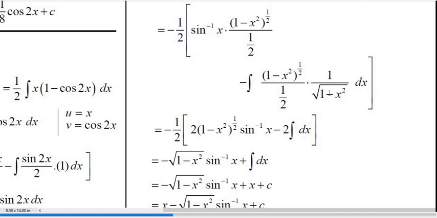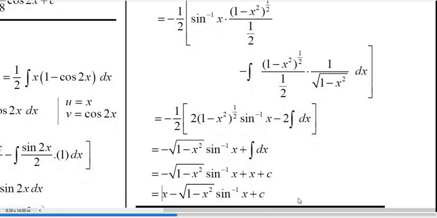This square root of 1 minus x square and this one are cancelled out. We get just this 2 outside the integral. Okay, minus 1 by 2 into (1 minus x square) whole power 1 by 2 sine inverse of x minus 2, this 2 should move from denominator to numerator, into d of x. And we know that integration of d of x is x, which is the required solution.